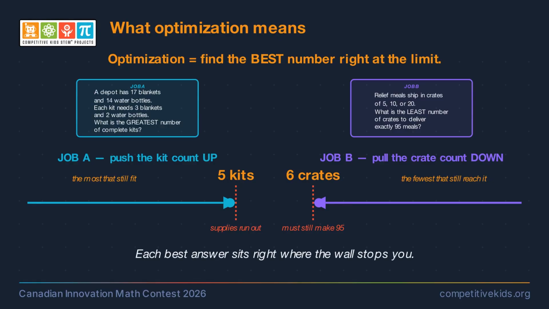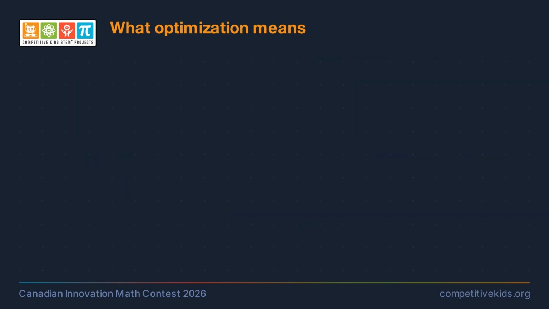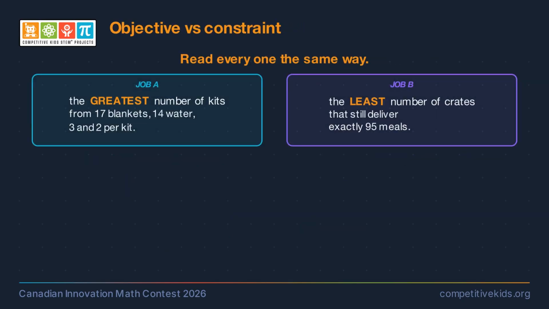Each best answer sits right where the wall stops you. So read every one of these the same way. Circle the word that says greatest or least. That word is the objective. It is the one thing you push.